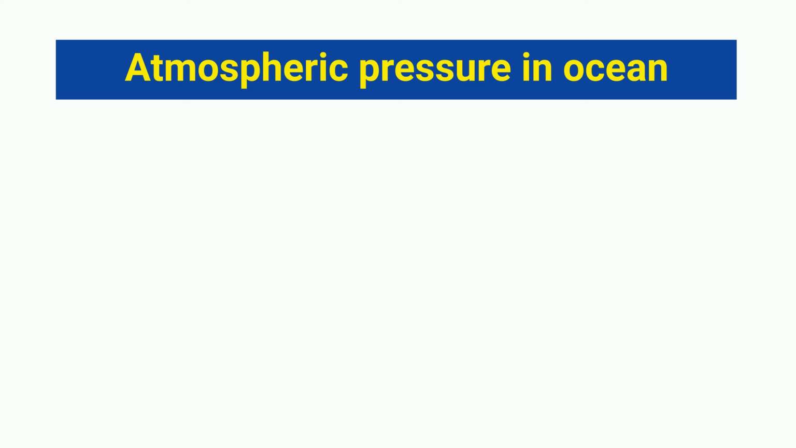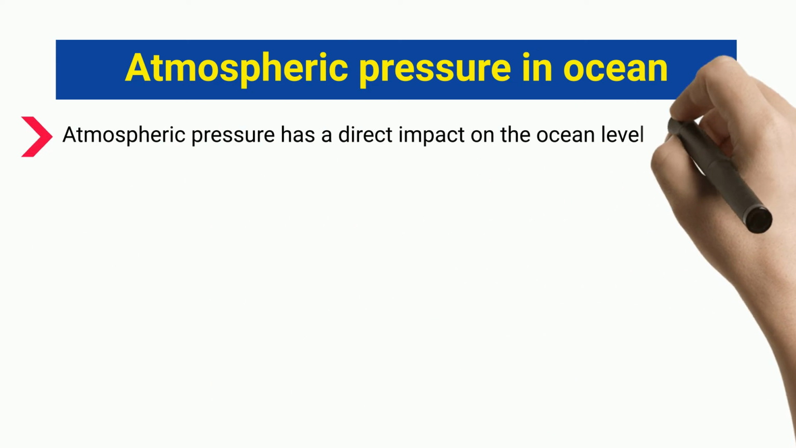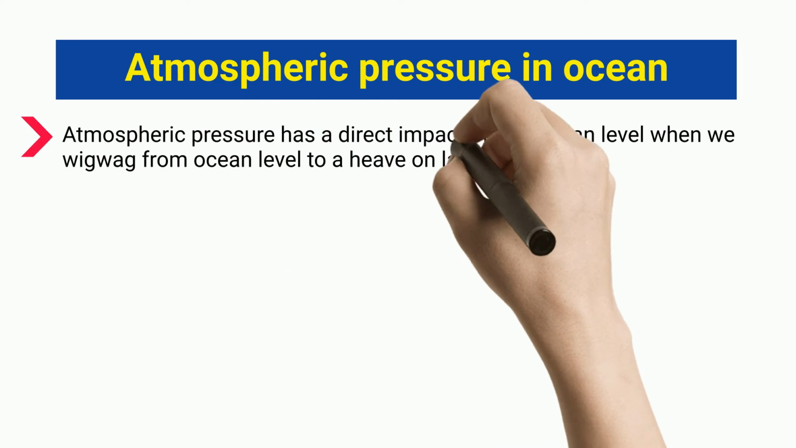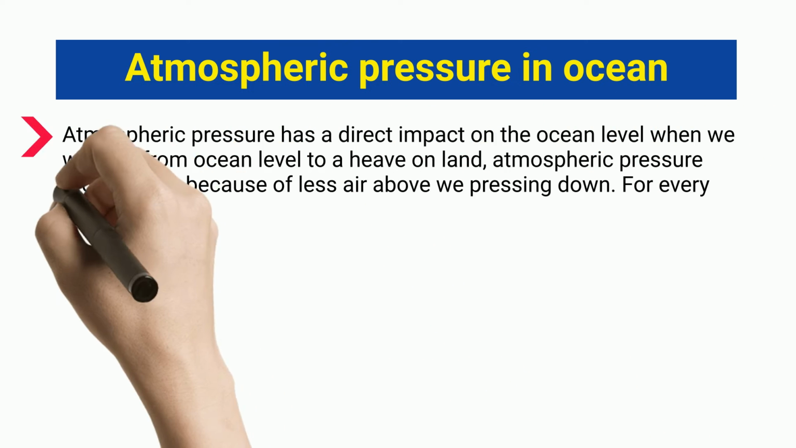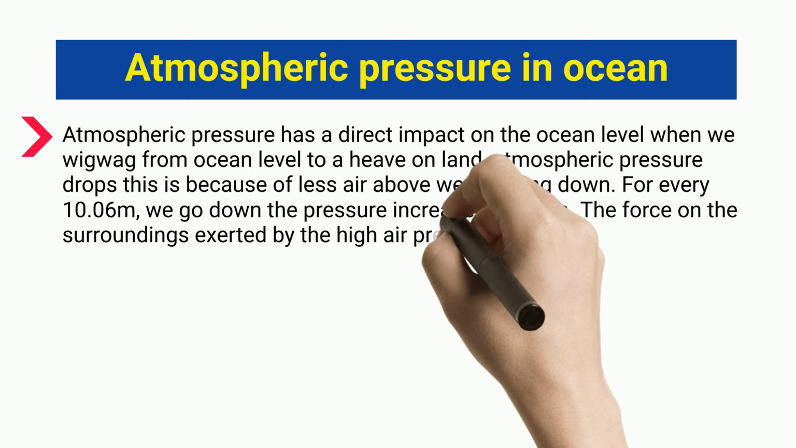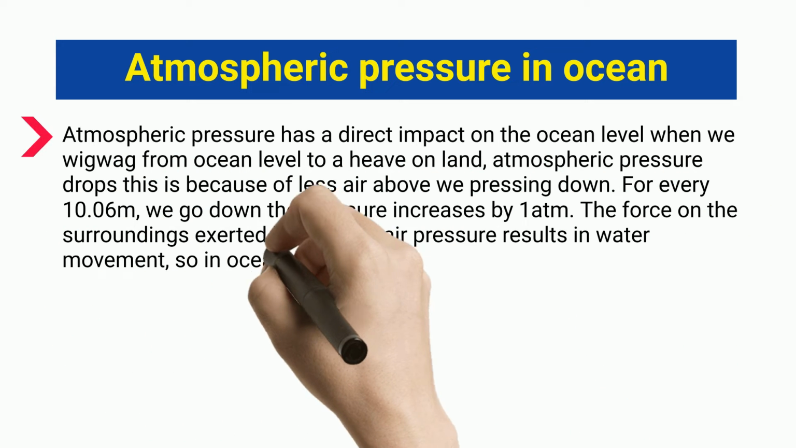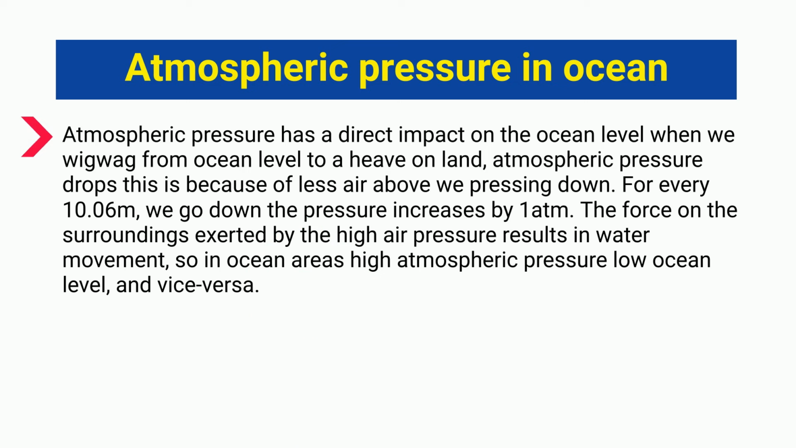Atmospheric pressure in ocean. Atmospheric pressure has a direct impact on the ocean level. When we go from ocean level to a height on land, atmospheric pressure drops. This is because there is less air above us pressing down. For every 10.06 m we go down, the pressure increases by 1 atm. The force on the surroundings exerted by the high air pressure results in water movement, so in ocean areas high atmospheric pressure means low ocean level, and vice versa.